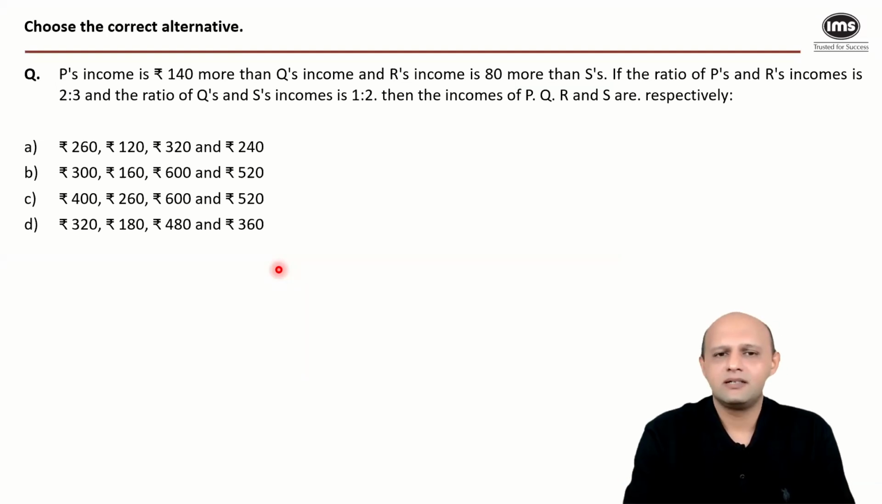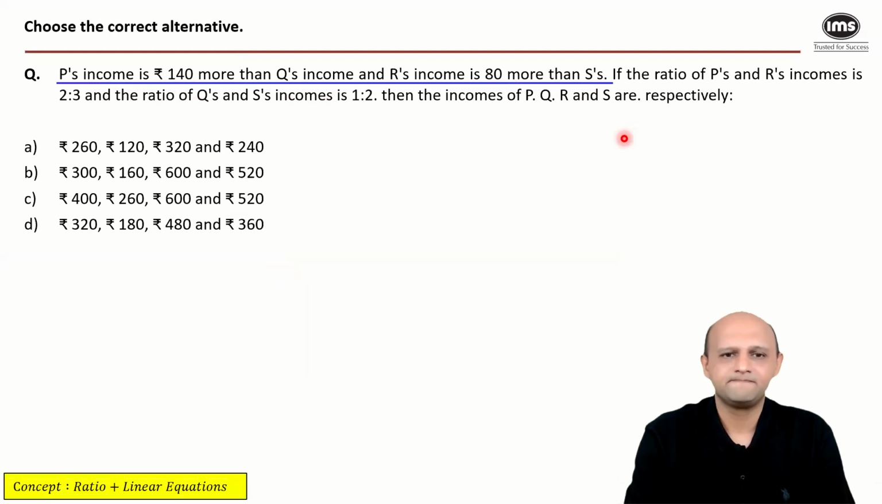A question which involves understanding of ratios and equations. Let's have a look at it. P's income is 140 more than Q's income, and R's income is 80 more than S's. If the ratio of P's and R's income is 2:3, a concept on ratios and linear equations, what is expected? We are supposed to find effectively the incomes of P, Q, R and S individually.